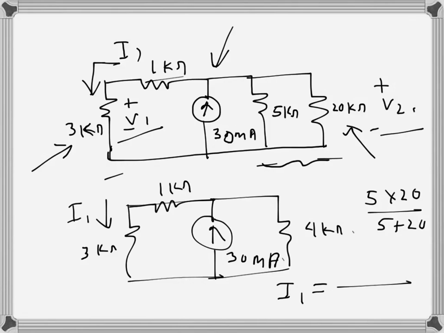I1 will be, the total current is 30, the two parallel paths are, here is 3 and 1, which is in series, these two, so that will be 4, and here is also 4. So basically 4 over 4 plus 4 times 30, since they are the same resistance, it will be just half. So the current I1 will be 15 milliamps. That's the current I1.